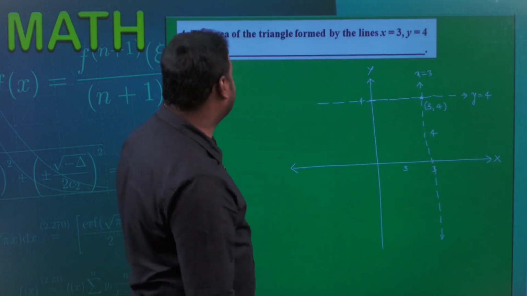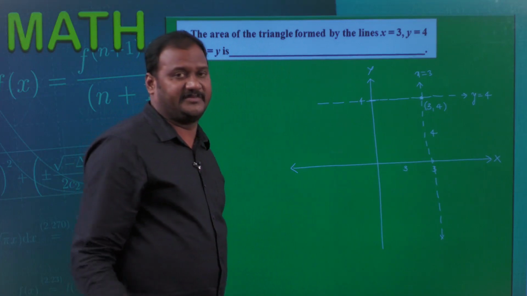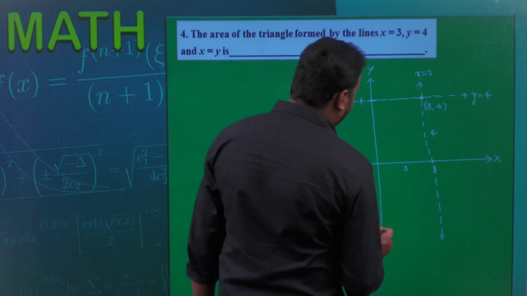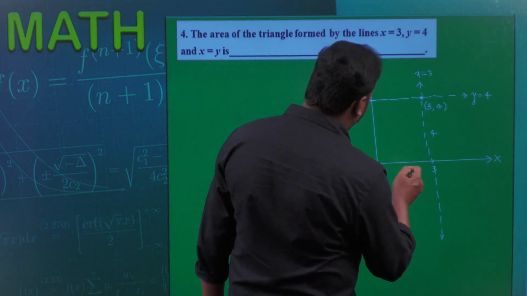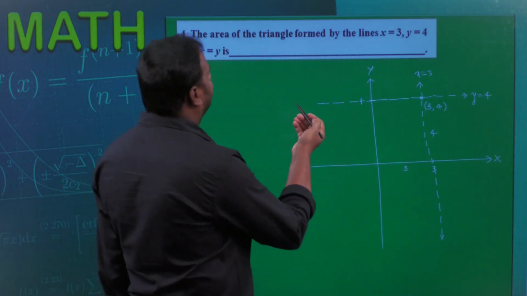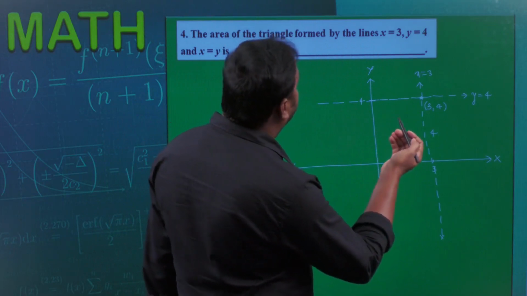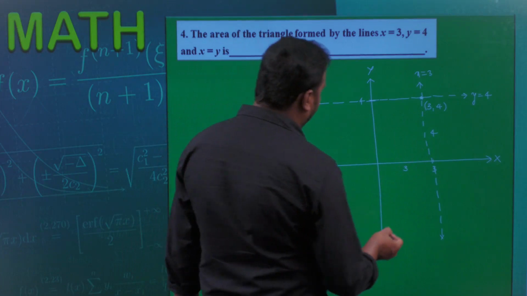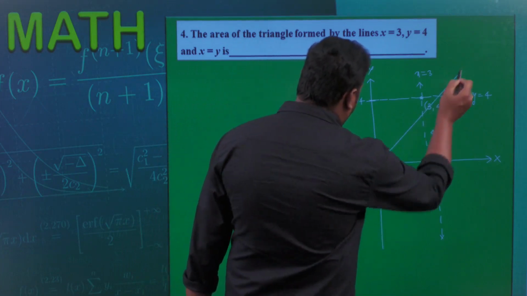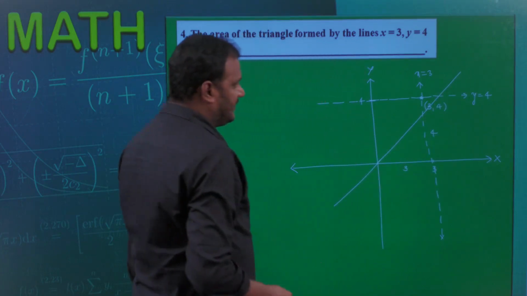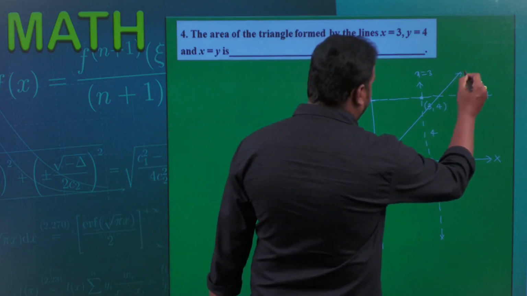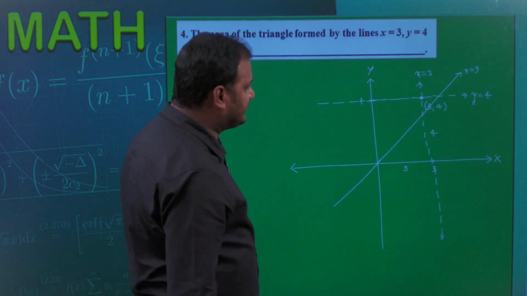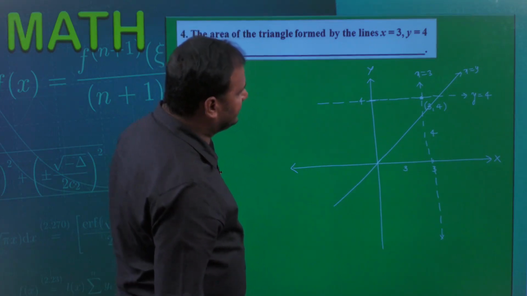And the next line is x is equal to y. x is equal to y means the x value and y value are always the same on the line. The area of the triangle formed by the lines x is equal to 3, y is equal to 4 and x is equal to y. x is equal to y means the line would be like this. Okay, this is the line. So this line is x is equal to y. Fine. So what is the area of the triangle formed by these 3 lines?